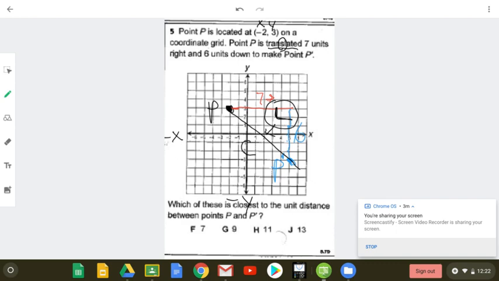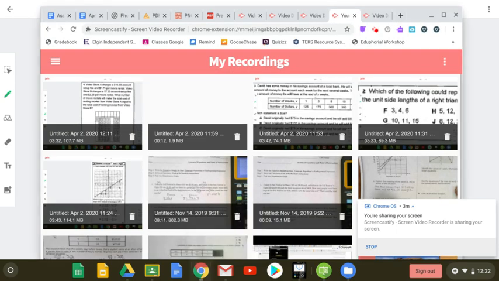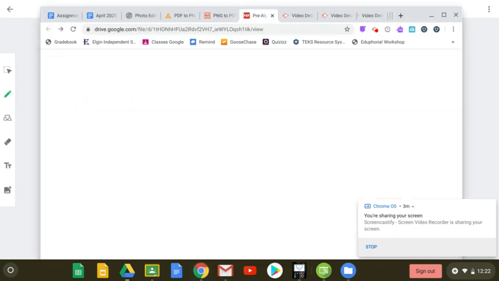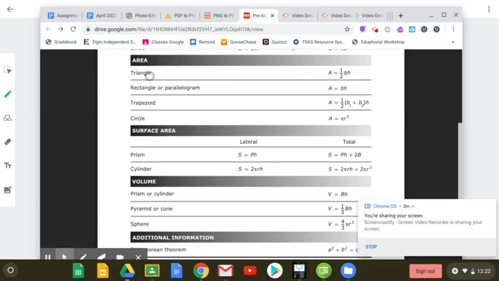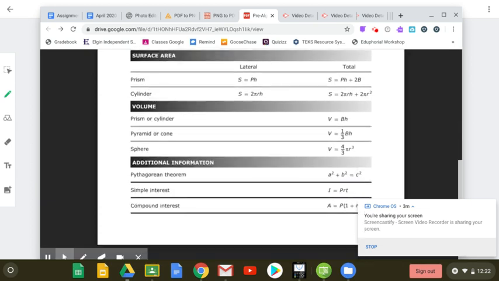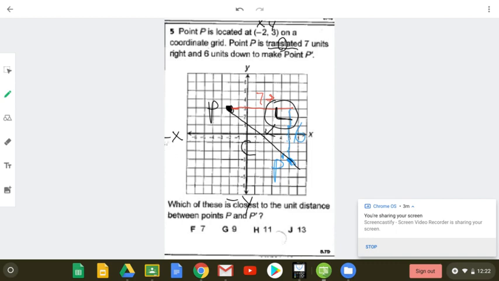In order to do that, I'm going to go back to my formula chart and look up the formula for the Pythagorean theorem. The Pythagorean theorem: a squared plus b squared is equal to c squared. I'm going to be using that formula. Now let's write that formula in. a squared plus b squared is equal to c squared. I can fill the formula in with the numbers given to me: 6 squared plus 7 squared is equal to c squared.